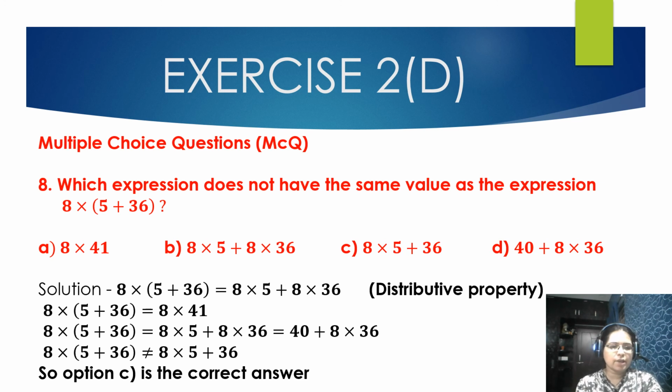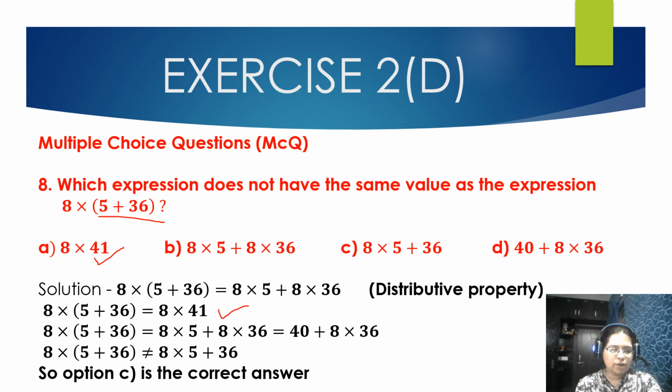Now we will solve question number 8. Question number 8 is: which expression does not have the same value as the expression 8 multiplied by (5 plus 36), where 5 plus 36 is inside the bracket. Option A: 8 multiplied by (5 plus 36), and we know 5 plus 36 is 41, so 8 multiplied by 41. This is correct. Option A has the same value as 8 multiplied by (5 plus 36).